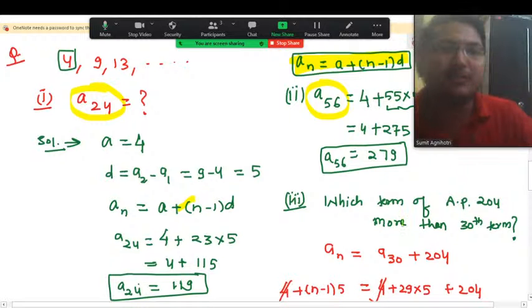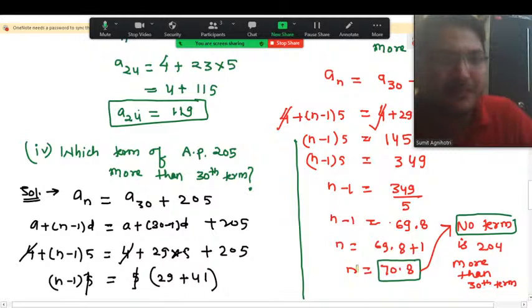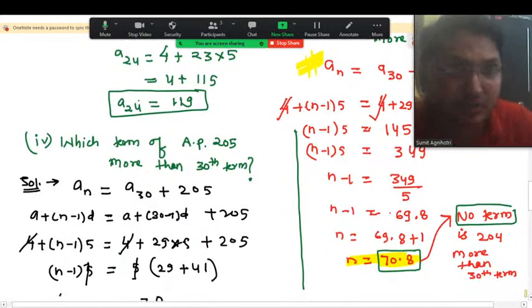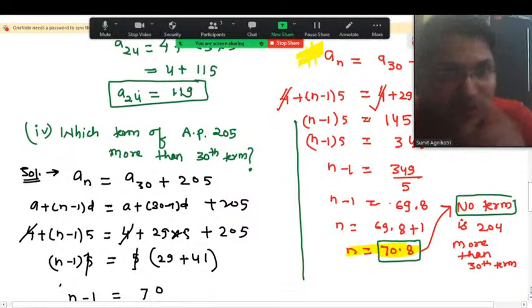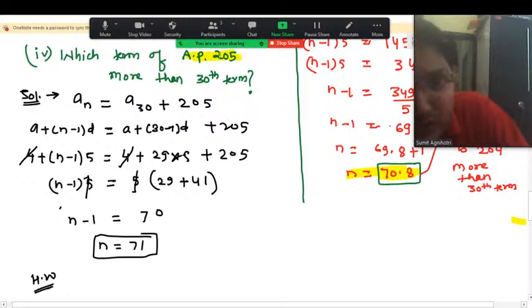One more question was there, that is like here, which term of AP is 204 more than the 30th term, and we figured out that no AP is like this because we got n being a fraction, and the same concept is going to be applicable here. I'm going to give a question now, and the same concept will be applicable there. Here we have which term of AP is 205 more than the 30th term. For the same, we assumed the nth term of AP is like this, and we figured out the value of n.